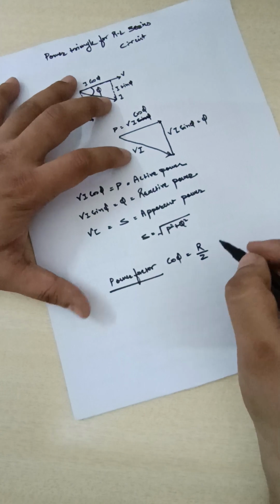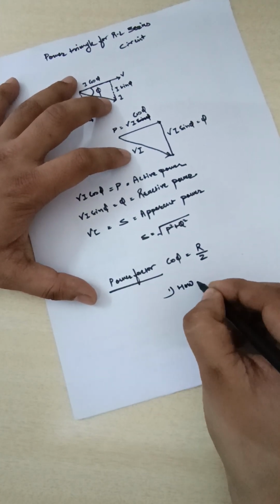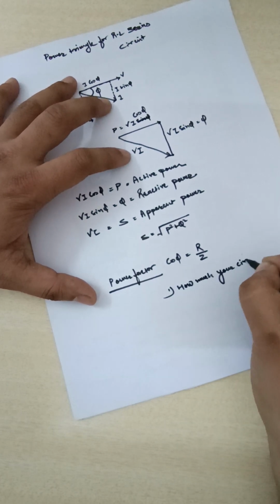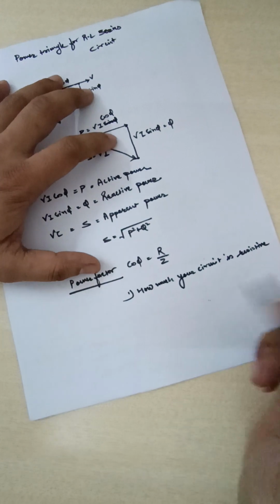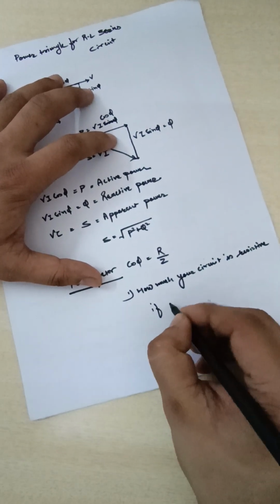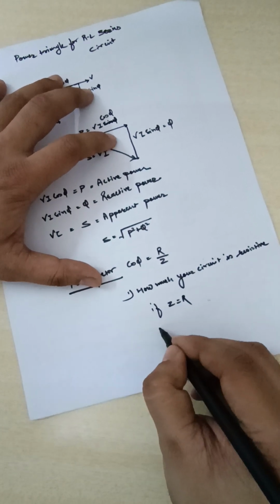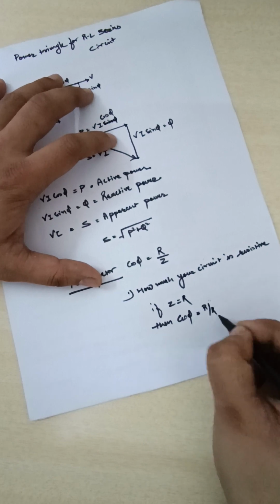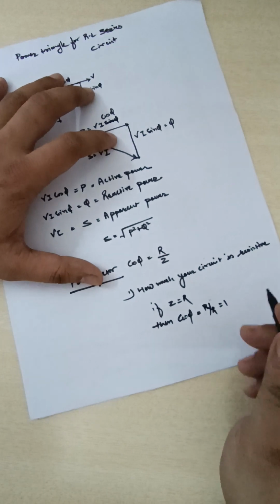So basically power factor tells you how much your circuit is resistive. If circuit is only resistive, it means Z will be equal to R, then cos phi will be equal to what? R upon R equal to 1. So for resistive networks, power factor is always unity.